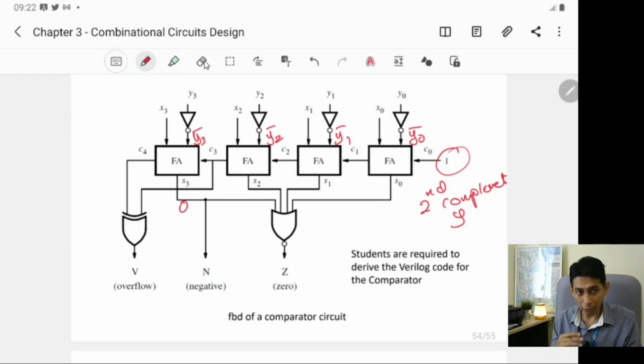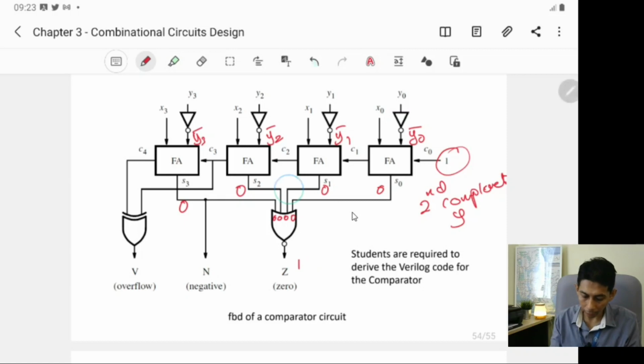So you need to make sure that this one equals 0, S2 also equals 0, S1 also equals 0, and S0 also equals 0. That means x equals y. Okay. So if all of these signals are equal to 0, go to this NOR gate with 0, 0, 0, 0. What happens to this signal? The output should be 1. Alright, NOR gate, remember? If all are 0, the output should be 1.